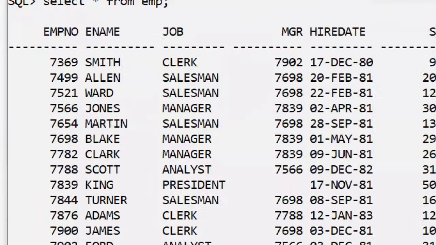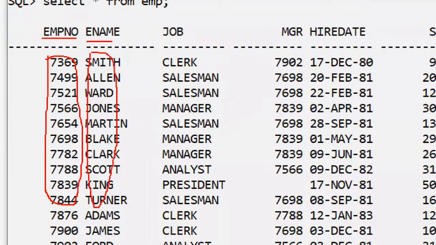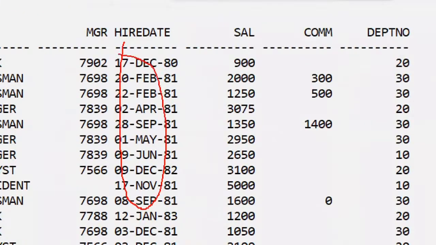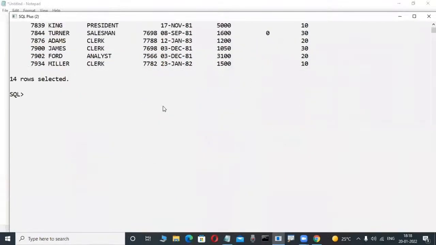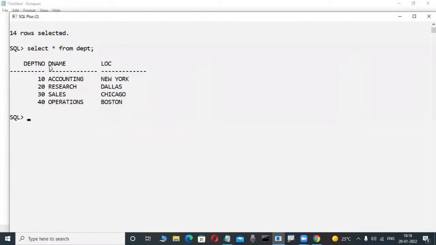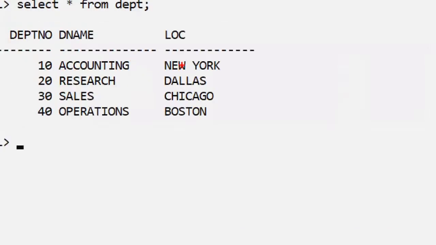Observe slowly here, this is a matrix format. Here, employee number: in this column only numbers are available. In this column only characters are available. In this column only dates are available. That's why the data is stored in a structured manner. Anything we observe in a relational database is structured data. A structured collection of data is there.